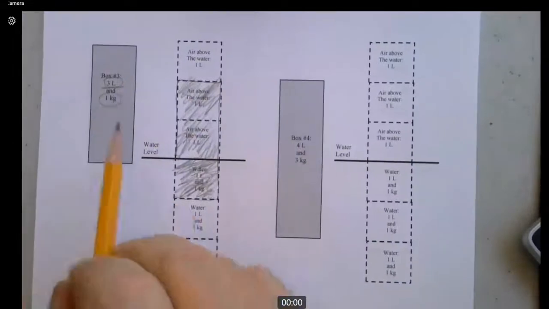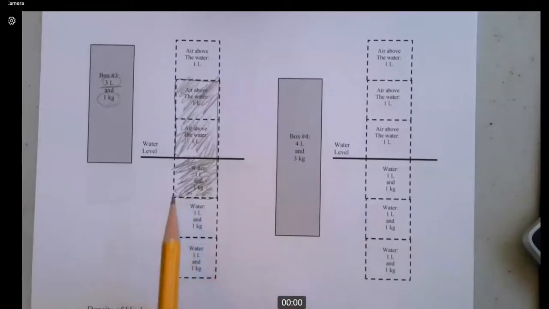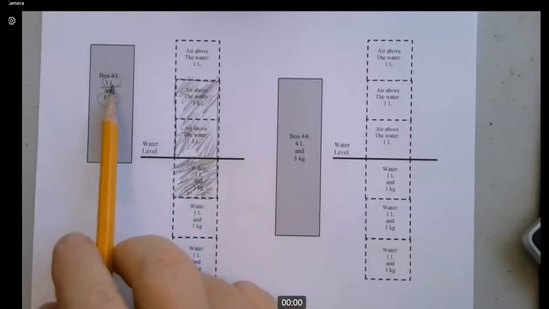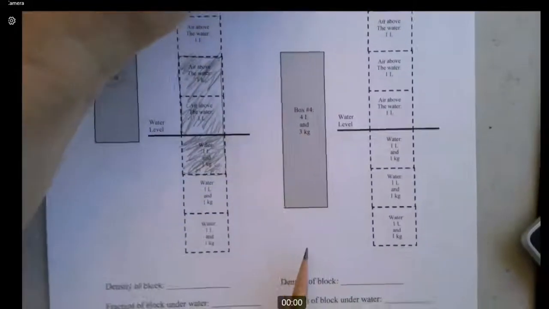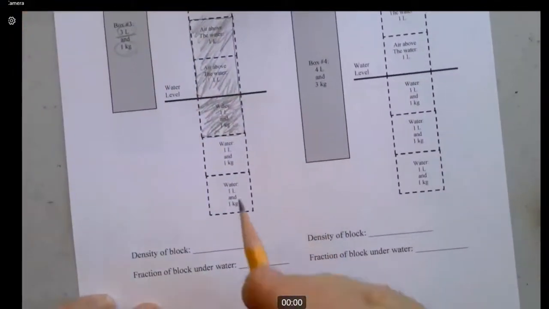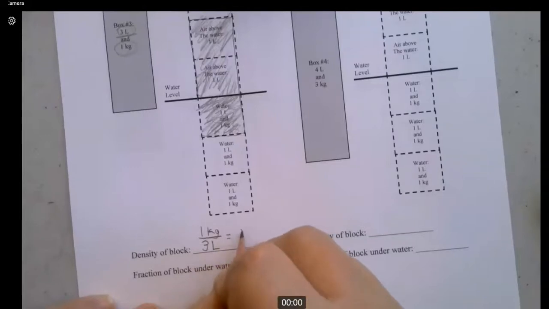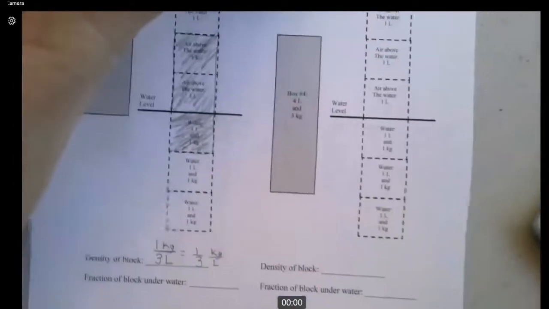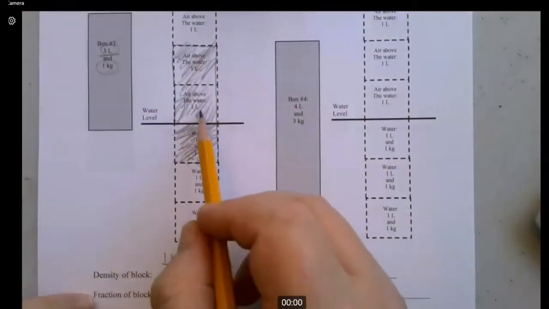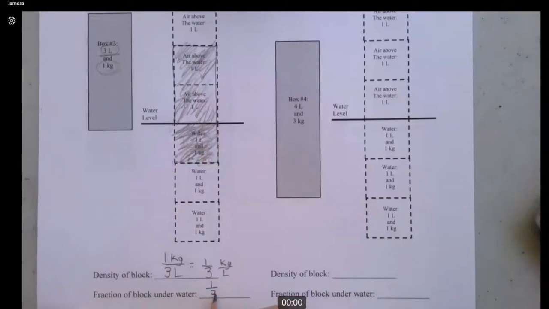So the box is displacing a kilogram. It's displacing its weight in water. That's Archimedes Principle. But it has 3 liters of volume. 3 liters can't fit in that square, so the other 2 have to fit up above. Okay, so let's do the calculation on that. The density of the block is 1 kilogram for every 3 liters, which equals 1/3 kilogram per liter. And if we look at the diagram, there's 3 boxes here, and one of them is below water. So 1/3 of the box is below water. The fraction below water is 1/3, and that again is the same as the density.